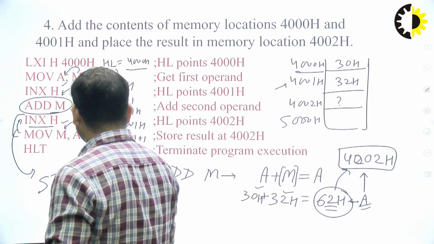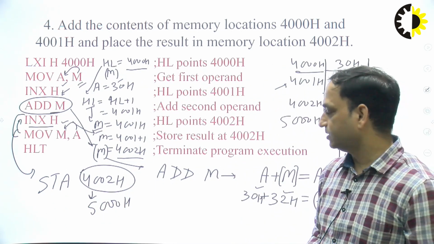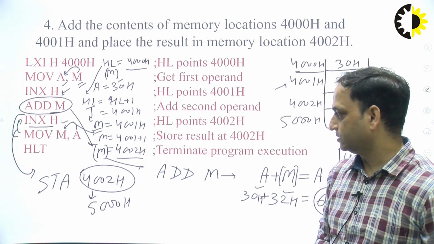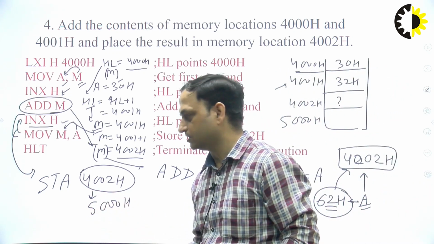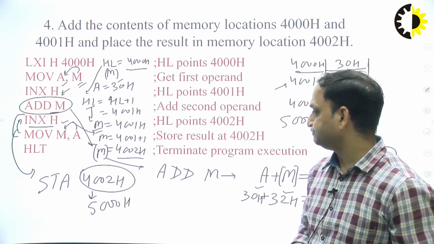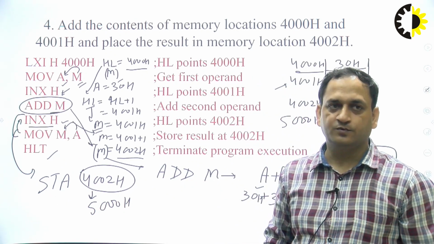Okay. So as per requirement, we can change the memory location at which we want to store the content of the accumulator. So that is STA 4002 or 5000. This is as per the requirement. And then HLT, this is for the termination of the program.